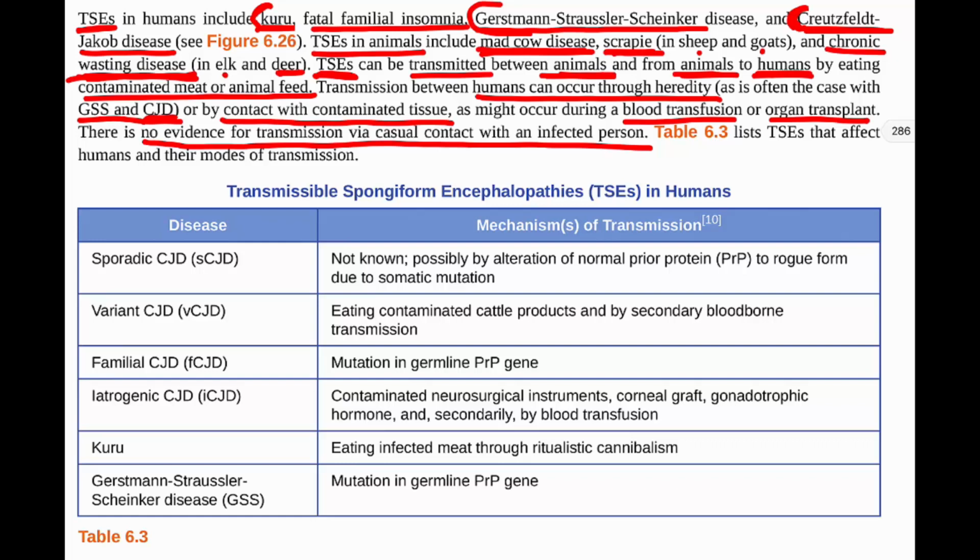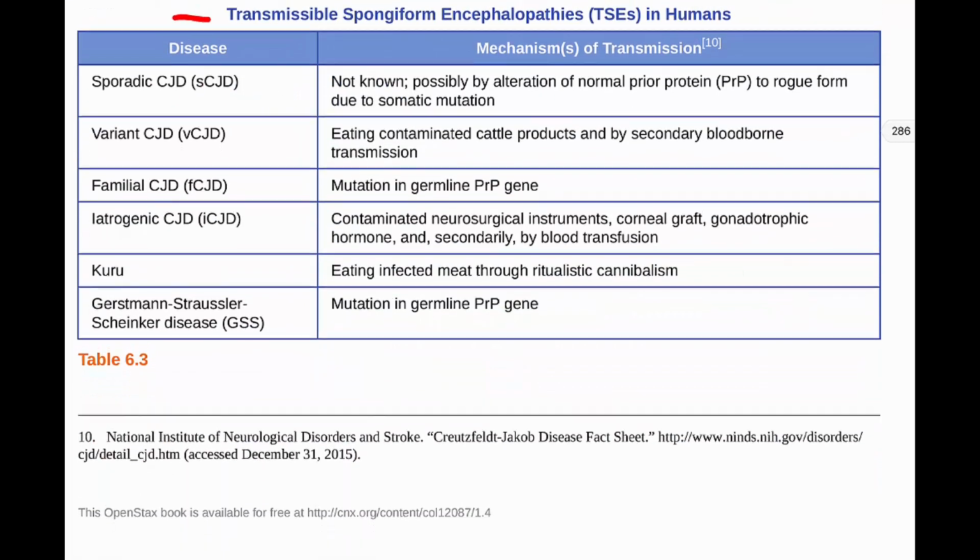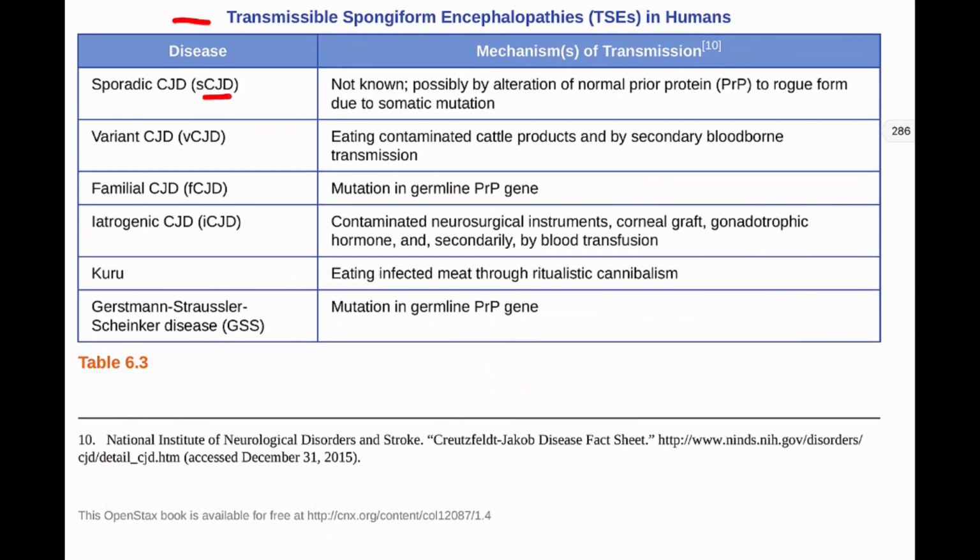So here we have our list of our TSEs that are in humans and their modes of transmission. So the CJD is the Creutzfeldt-Jakob disease, and then we have our GSS. And then these are the different types of the Creutzfeldt-Jakob disease. So sporadic, which they don't know how you get it, but perhaps just a normal protein, for whatever reason, having a mutation and turning into our rogue prion protein. Variant CJD is if you eat the contaminated cattle products or by bloodborne transmission.